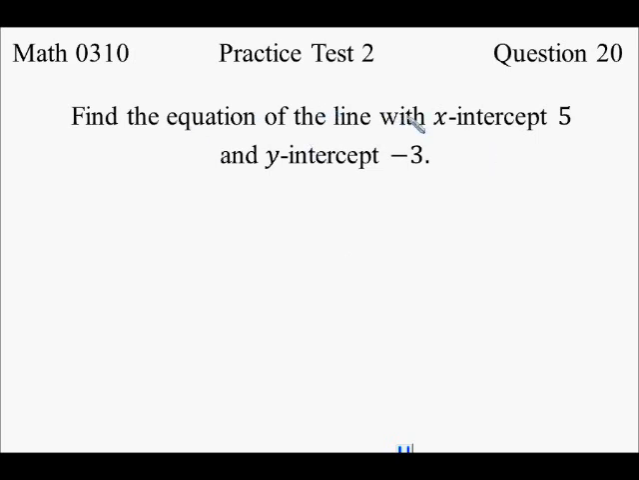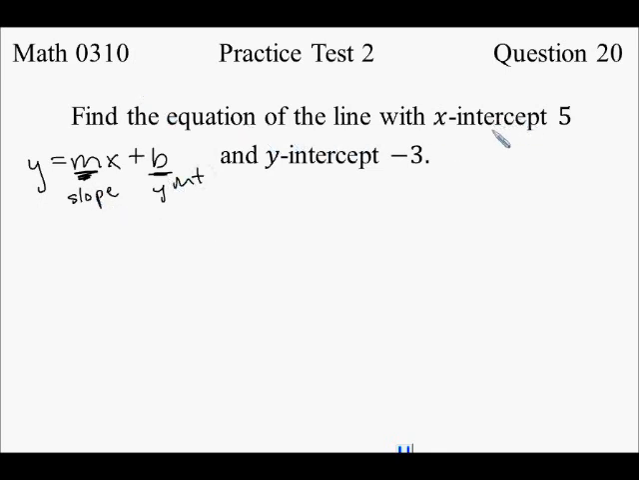Question 20. Find the equation of the line with x-intercept 5 and y-intercept negative 3. Remember, when we are finding an equation of a line, generally we're looking for an equation in the form y equals mx plus b, the slope-intercept form. So we need to know what m is, the slope, and then we also need to find out what the y-intercept is. First we look at finding the slope.